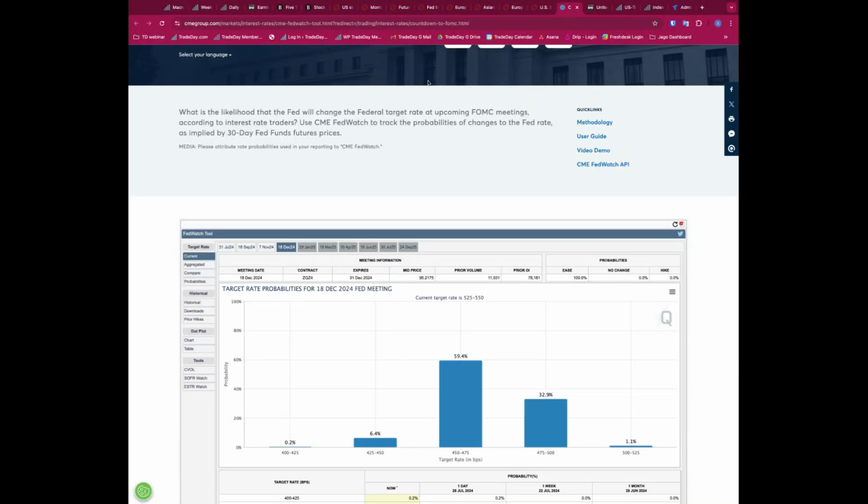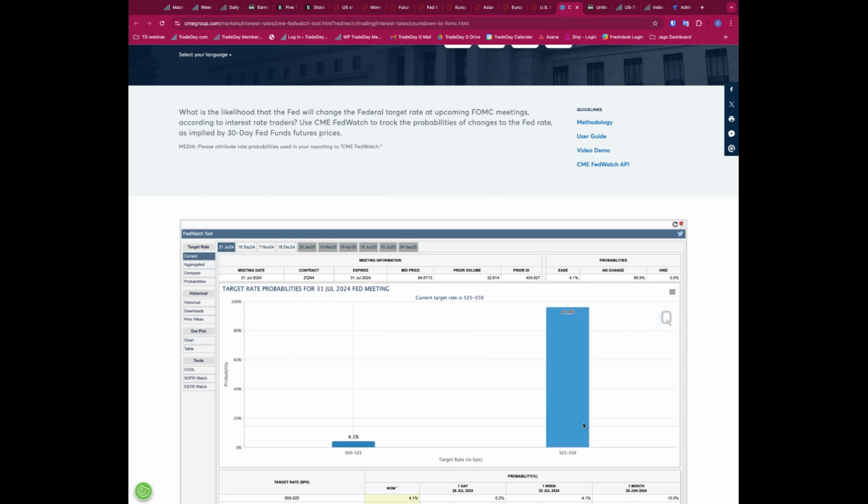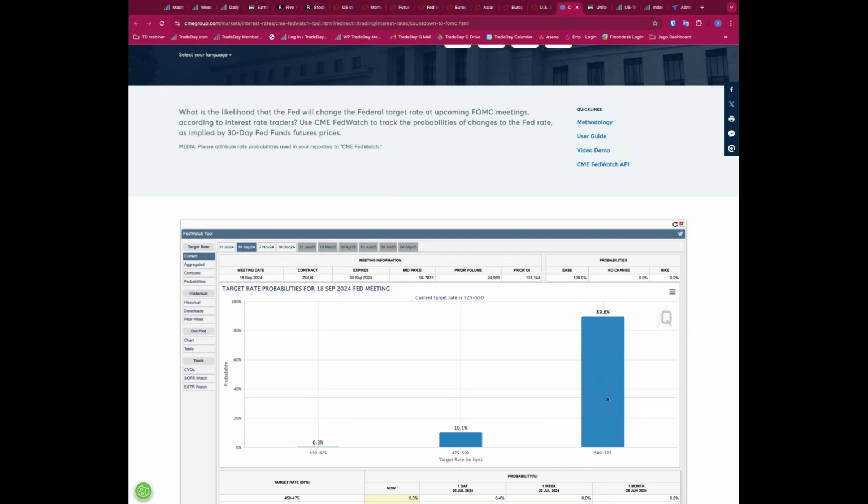If we go and take a look at the Fed Watch tool for July, what does it show us? Nearly 96% chance that rates stay at 525 to 550. That's the current target rate, 96% chance unchanged. But there is a very high chance, in fact 100% chance, of us getting a rate cut in September.